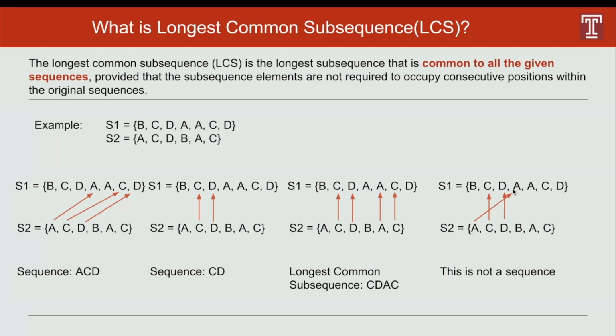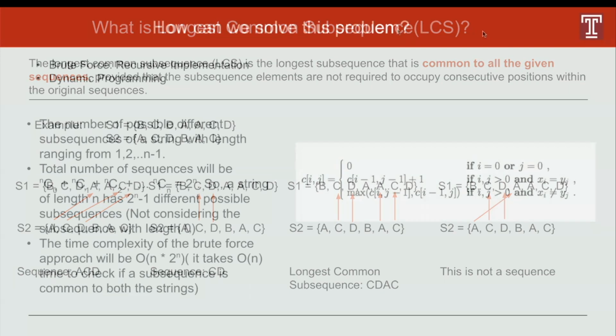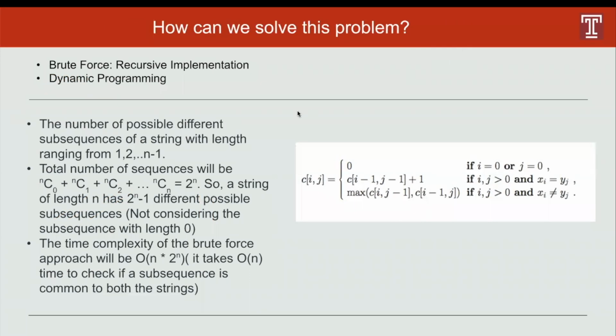So let's say A is actually compared to the fourth element, it means that it already checked these elements. So we are breaking the rule, we are comparing some elements that have already been compared. So this cannot be a sequence. We have to maintain the sequence, and we have to find the longest one to be the longest common subsequence. So how can we solve this longest common subsequence problem?